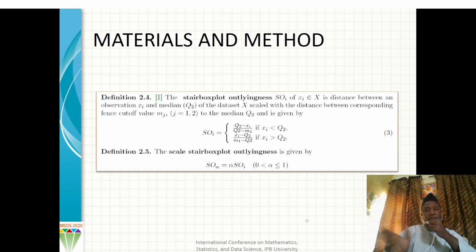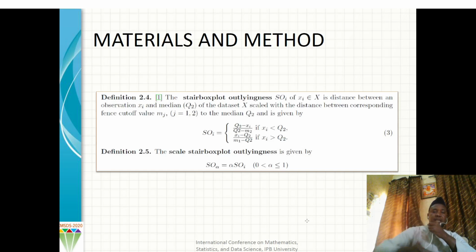So depending upon where the point falls, if it is below the median, we use the lower whisker. If it is above the median, we use the upper whisker to define the Stairboxplot outlineness. Nevertheless, in the implementation, we also observe that we need to rescale this. We scale the SOI to SO alpha, call it a scaled Stairboxplot outlineness, where alpha is a value between 0 and 1, just for our floating control of the display.